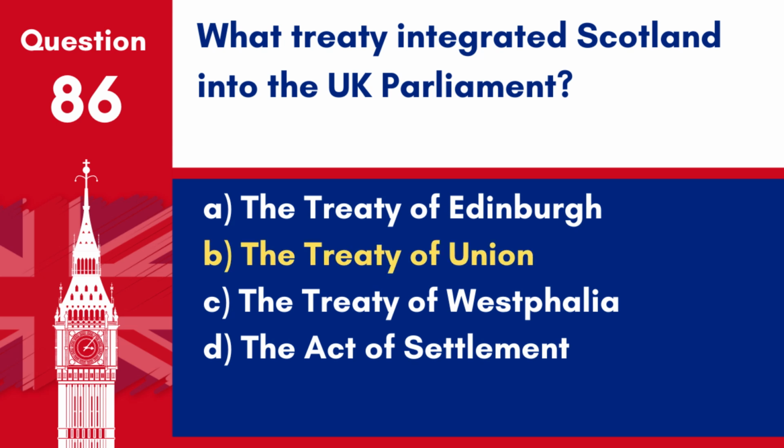Answer. B. The Treaty of Union. The Treaty of Union, ratified in 1707, led to the integration of Scotland into the United Kingdom, creating a single parliament at Westminster.